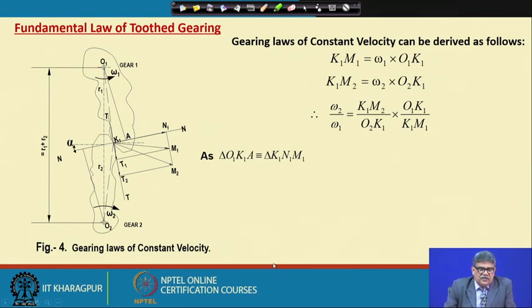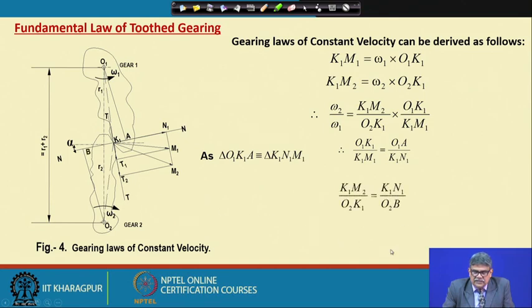Now, if we consider the triangle, then O1 K1 A is similar to K1 N1 M1, because this angle is alpha, and as this has rotated by this amount, this angle must be equal to this angle. So these two are similar triangles, and due to that we can write O1 K1 by K1 M1 is equal to O1 A by K1 N1.